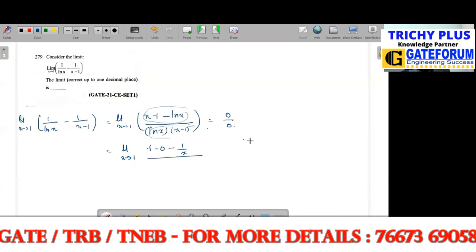The derivative of UV is U V dash plus V U dash, correct? So if you want to differentiate, you have to go with this. First let me take ln x and keep it as it is, and V dash is nothing but 1. Then x minus 1 times 1 by x, correct? Now if you apply x equal to 1, in the top you get 1 minus 1 by 1, which is equal to 0. In the bottom, ln of 1 is 0, so 1 minus 1 is 0.